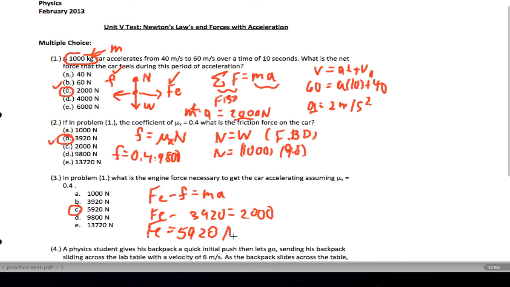Now granted, this is a very simplified model of a car, but it's effective for what we want to do in this class.